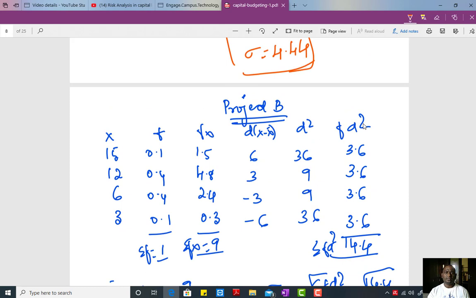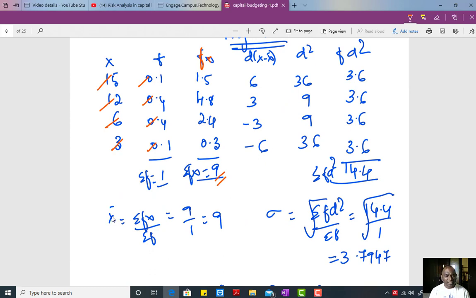Okay, so project B: 15, 12, 6, 3. The probabilities are given as 0.1, 0.4, 0.4, 0.1. So what do we do? F into x again. 15 into 0.1, 1.5. 12 into 0.4, 4.8. 6 into 0.4, 2.4. 3 into 0.1, 0.3. Okay, so how much did you get for summation fx? 9. So what is the formula? Mean is equal to summation fx divided by summation f. 9 divided by 1, which is equal to 9.